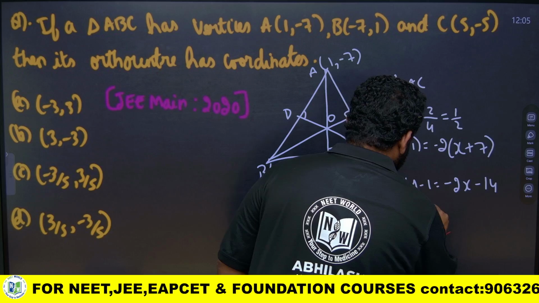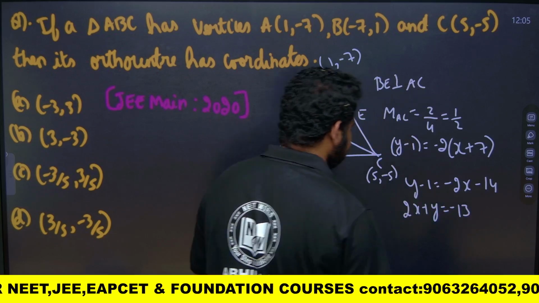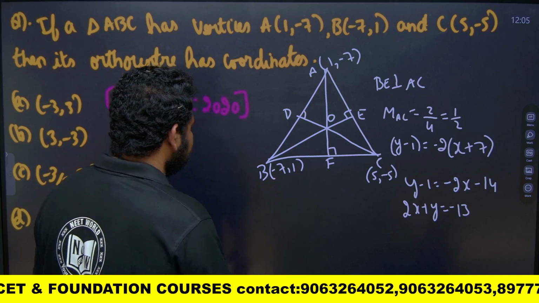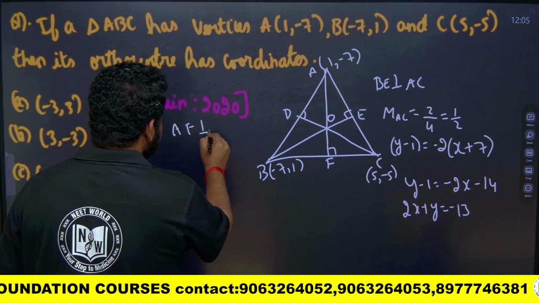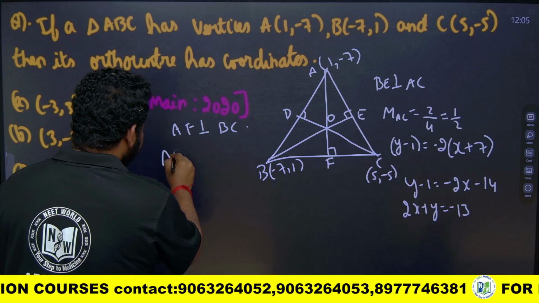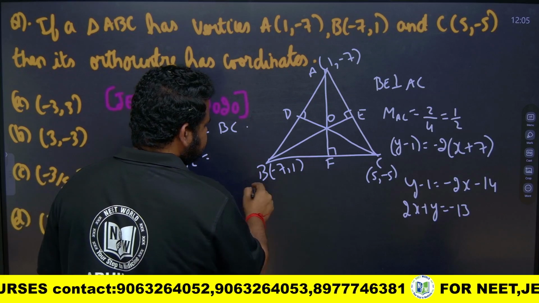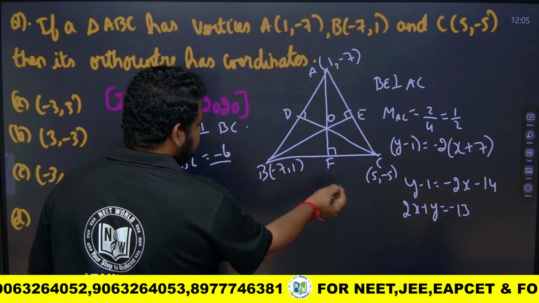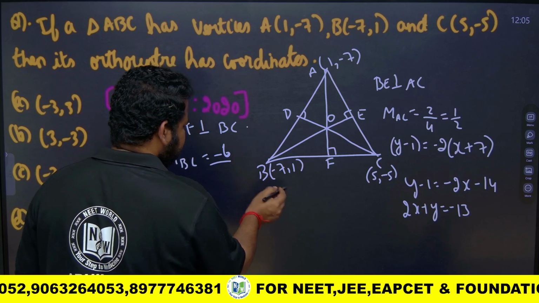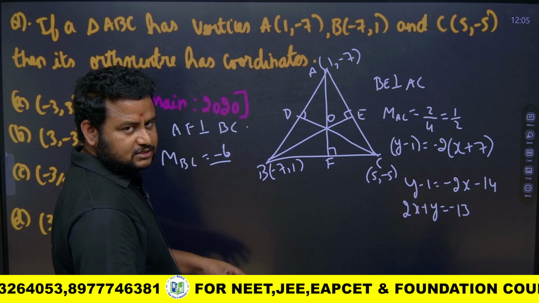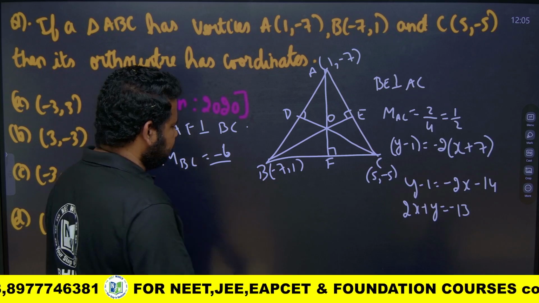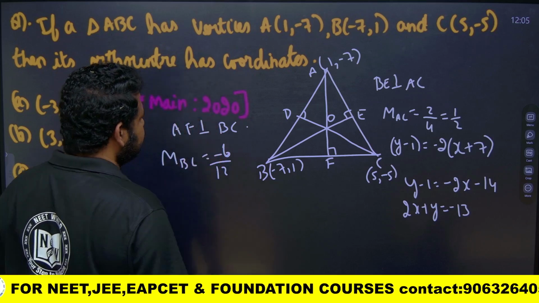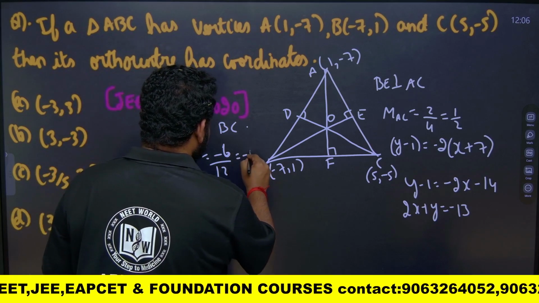2x plus y is equal to minus 13. I can write it. Now, I took BE perpendicular to AC. Suppose I take AF perpendicular to BC. AF is perpendicular to BC. So I have to find the slope of BC. Slope of BC is nothing but y2 minus y1: minus 5 minus 1 is minus 6, divided by x2 minus x1: 5 minus of minus 7, it will become 12. So this will become equal to minus 1 by 2.